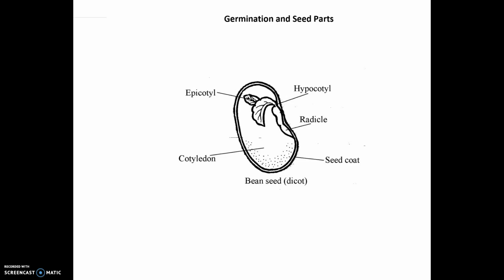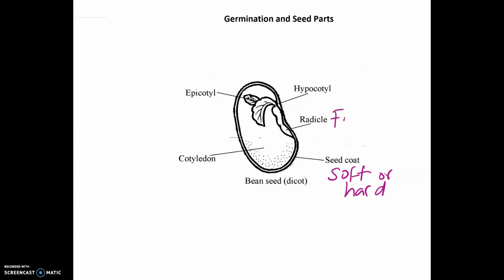Today we're looking at germination and seed plants. As you can see, there is a bean seed in front of you, and what we're going to do is look at the different parts of the seed. So first thing we're going to look at is the seed coat, which could be soft or hard depending on the type of seed. Now seeds can come in many different shapes and sizes, and this one could be very small, it could be a larger one.